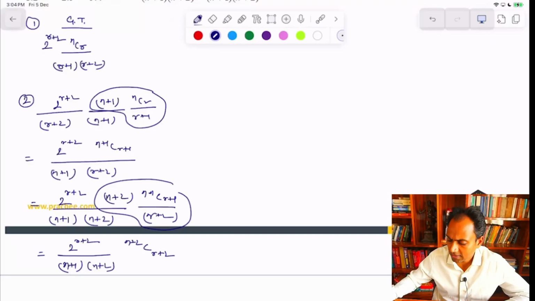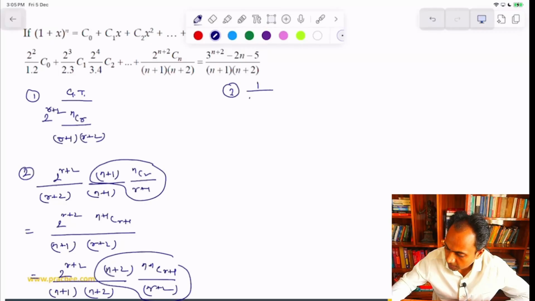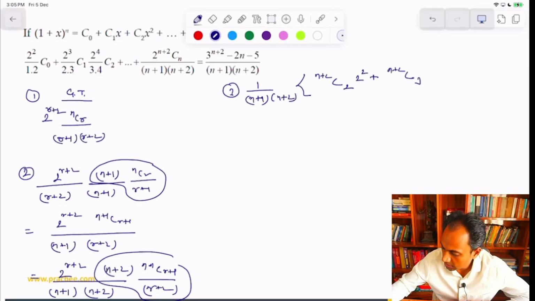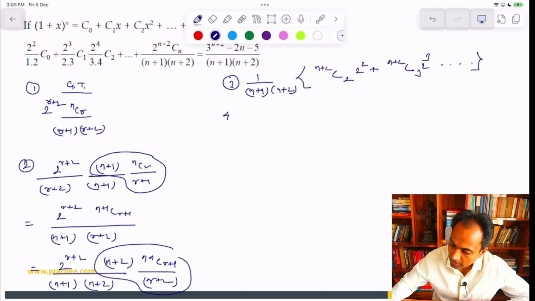Now it is time to do the third step. While doing the third step, we need to rewrite the series. So 1 upon (n plus 1)(n plus 2) will go outside because it is constant. And if I start putting the value of r from 0, this becomes n plus 2 C2, 2 raised to the power 2. Then n plus 2 C3, 2 raised to the power 3, and so on and so forth. Now once you have written this, in the fourth part we have to apply the result.